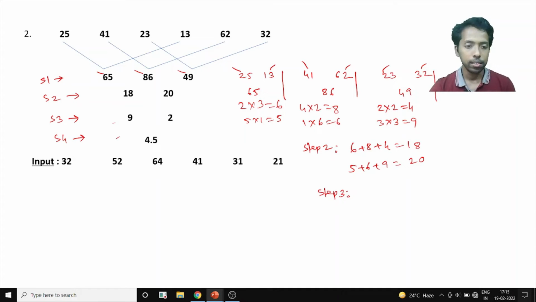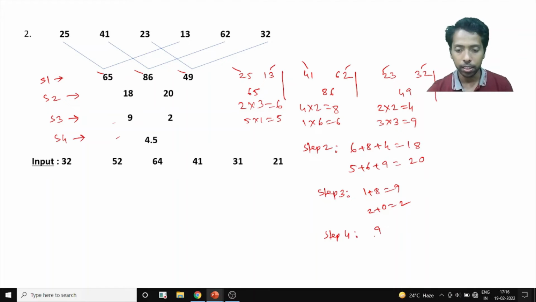Okay, 18, 9, 20. Yeah, it's very simple. 1 plus 8, 9. 2 plus 0, 2. Right? Okay, and step 4. Anyone can easily visualize it. But yes, one important thing here, we'll talk about it. Just 9 divided by 2 gives 4.5. Right?